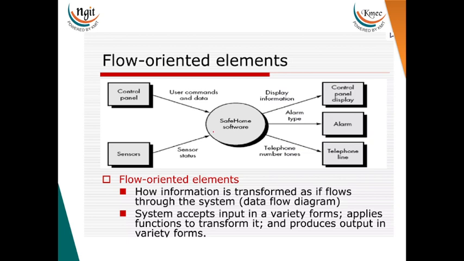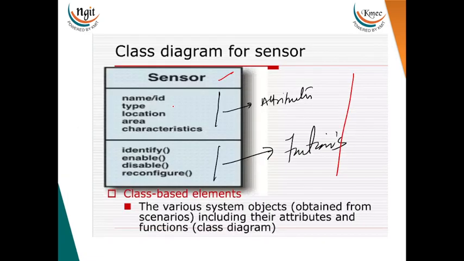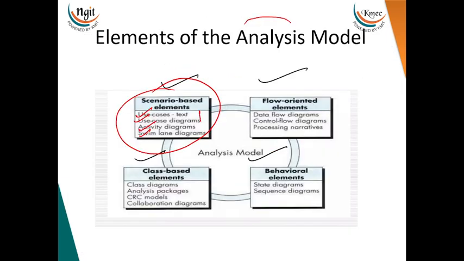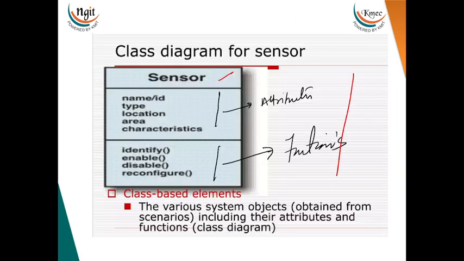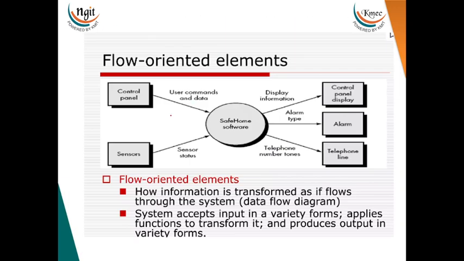Flow oriented elements are one more part of this. Here are flow control and the data flow diagram. We are not going to see all those things, we are only going to see some examples of them. That is the control panel, where the user communicates with the data, safeguard home, sensor status, display information, control panel information, alarm and everything. How information is transferred as it flows through the system, and where the information is going.